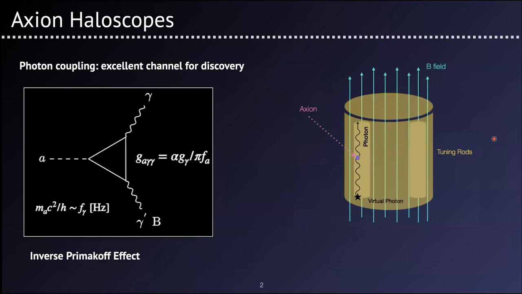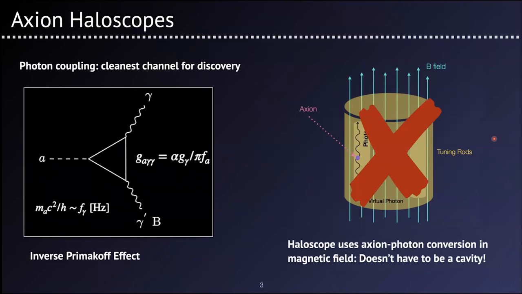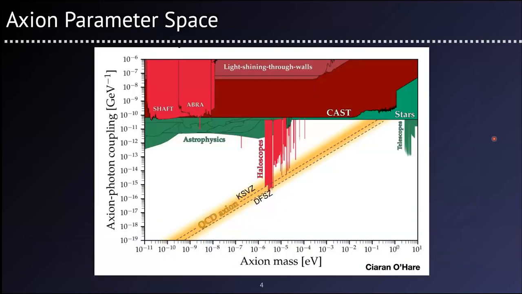But axion haloscope doesn't necessarily have to refer to these resonant cavities. So I'm going to change gears now because I'd like to talk about lower frequency haloscope searches. The haloscope only implies that you have this magnetic field and you're leveraging the inverse Primakoff effect. We've all seen this plot many times over the past couple of weeks: the axion to photon coupling versus the axion mass parameter space. And as I said, we heard much about resonant cavities earlier, with experiments such as ADMX and HAYSTAC.